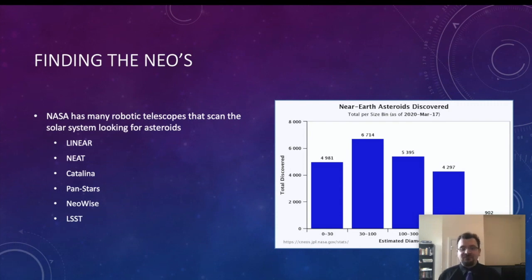And we have found a bunch. So you can see right above my picture that the 902 big ones are all cut out. And even the small ones, we're getting fairly decent at finding. There's still going to be a lot more out there that are small that we just haven't found yet. But we're working at it. And early detection is going to allow us to protect ourselves.